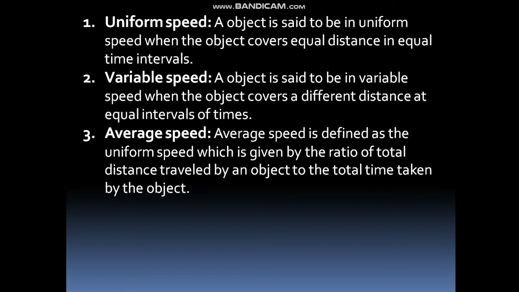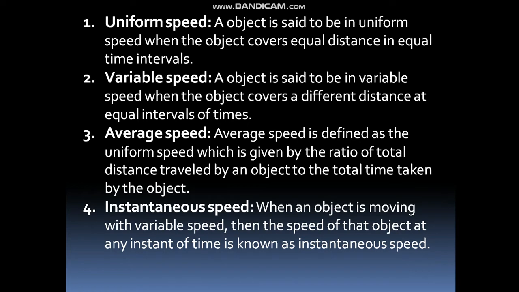Now, since we are talking of variable speed, that means a body might not be covering equal distance in equal intervals of time. So, if you want to know the speed of an entire journey covered by you, then we use a term known as average speed. Average speed is the total distance traveled divided by total time. So, average speed is defined as the uniform speed which is given by the ratio of total distance traveled by an object to the total time taken by the object.